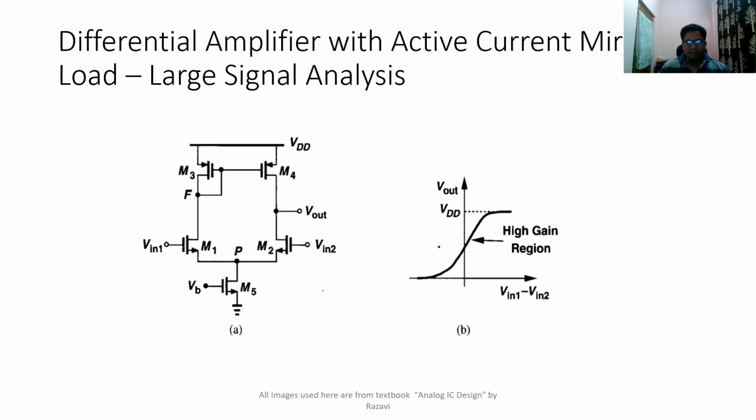As you can see here, this is the last signal characteristic which we have drawn. When Vin1 minus Vin2, or in other words, I have taken it as Vin only, is negative, you are getting output as 0. When it becomes positive, you are getting output as high.